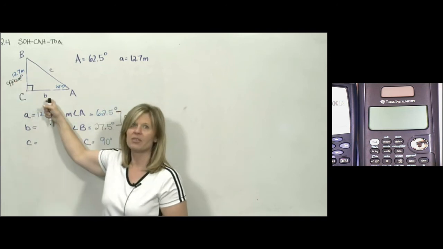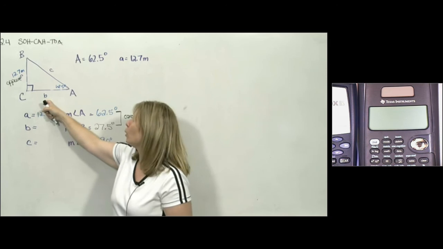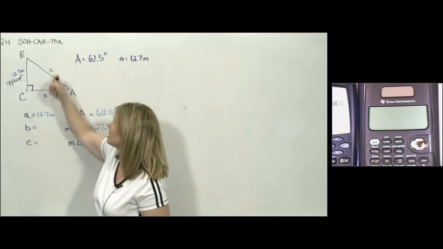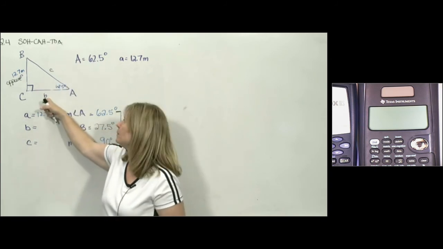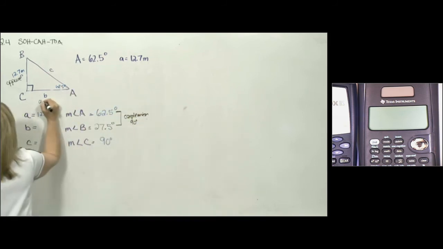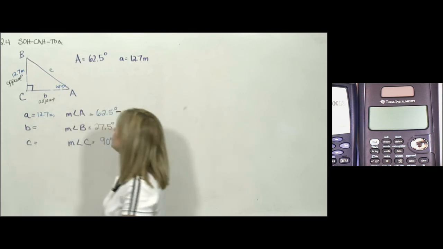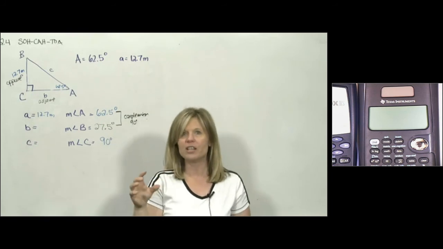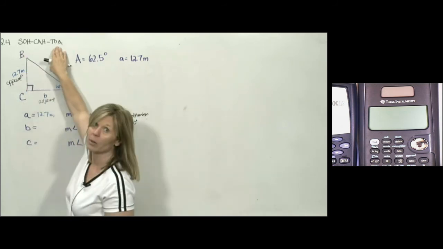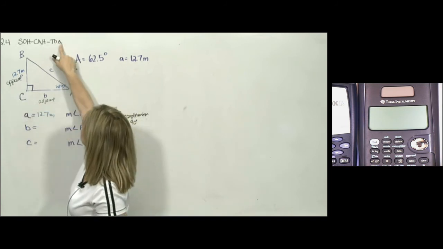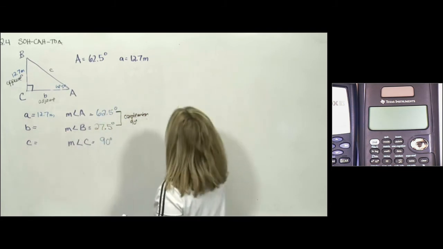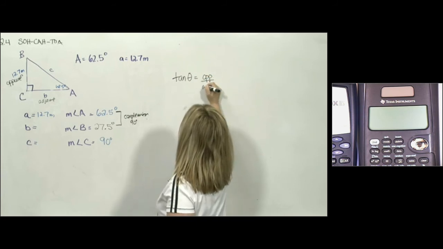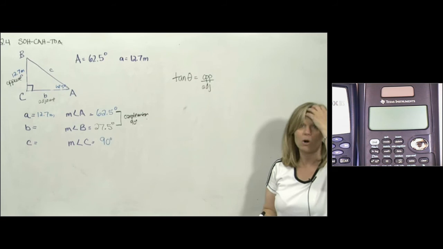If that's opposite, then this is either adjacent or hypotenuse. Well, we know it can't be the hypotenuse, because the hypotenuse is always across from the 90 degrees. That would be side C. Side B must be the adjacent side, because it is next to the acute angle. So now, if I look at my words, I have opposite and adjacent. And if I look at my new definitions, SOHCAHTOA, opposite and adjacent would be tangent. So I'm going to write the tangent of theta equals opposite over adjacent. That's our rule, our definition.